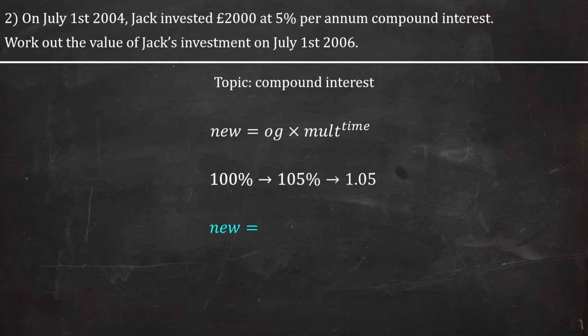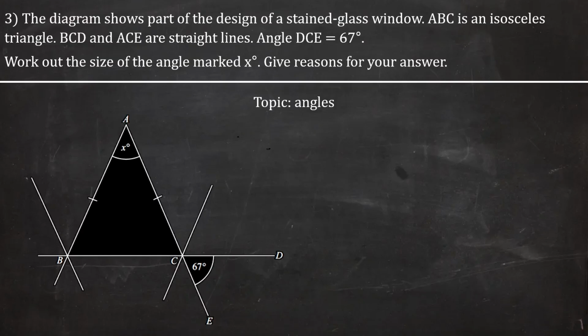So new, what we're trying to find, is going to be original, which is 2000, times the multiplier, 1.05, to the power of time. The time is 2 years. You put that in your calculator and you get that the new amount is 2205.